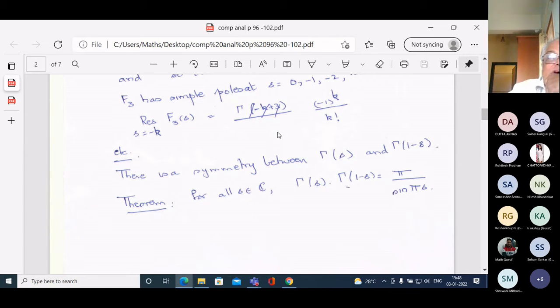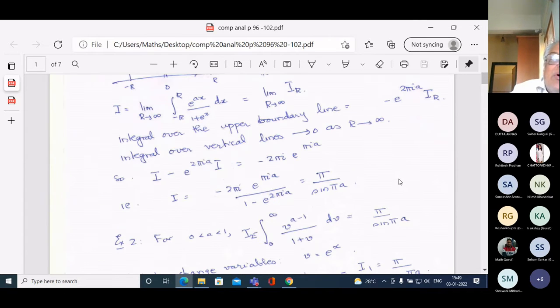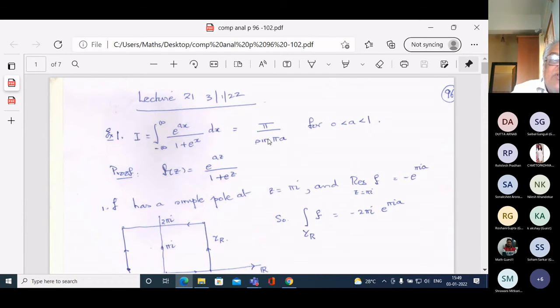And what we are interested in here is that there is a symmetry. There is some relationship between gamma of s and gamma of 1 minus s once I've extended it. So I want to show that in fact for all s in C, forget about those negative integers, gamma of s times gamma of 1 minus s is pi over sine pi s. And remember, this pi over sine pi s is what I was talking about here also.